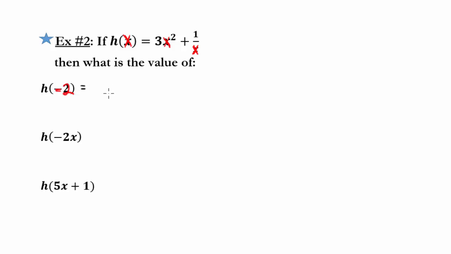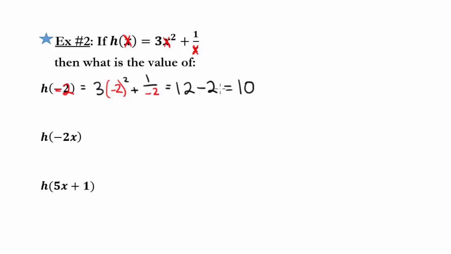Right? So everywhere we see an x, we plug in a negative 2. So this is going to be 3 times negative 2 squared plus 1 over negative 2. And we can calculate this. Negative 2 squared is 4. 3 times 4 is 12, plus 1 over negative 2.